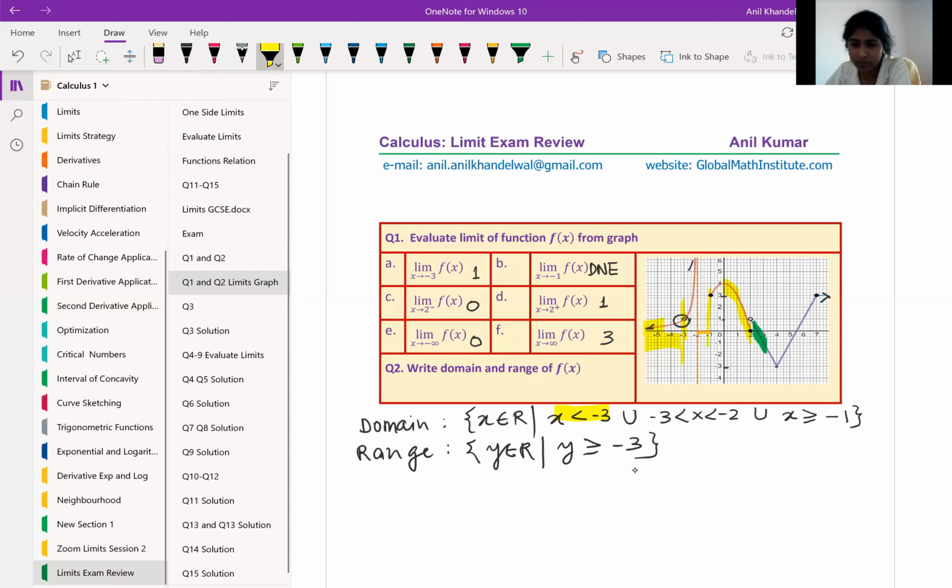Union means what are the other parts? After this, up to the vertical asymptote is in the domain, so this portion is also in the domain. Now there's a break from -2 to -1. Nothing there, right? This was your end point at -1. But after -1, it is all numbers, so x greater than or equal to -1. Do you see how tricky it is? It may look extremely simple.